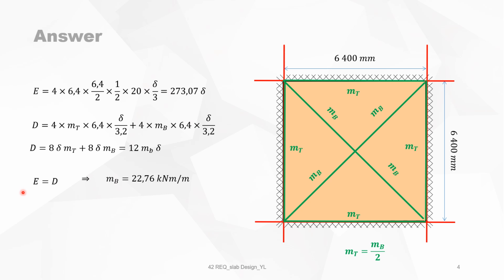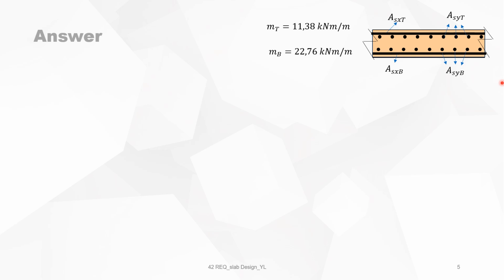E must be equal to D, and from that we can calculate MB, the positive maximum bending moment, and it is 22.76 kilonewton meter per meter. And the negative bending moment is half of it, so it's 11.38 kilonewton meter per meter. Now let's look at the reinforcement. On the top, marked with a T, the reinforcement in one direction, let's call it X direction, is on the first reinforcement layer, and the Y direction is the second reinforcement layer.